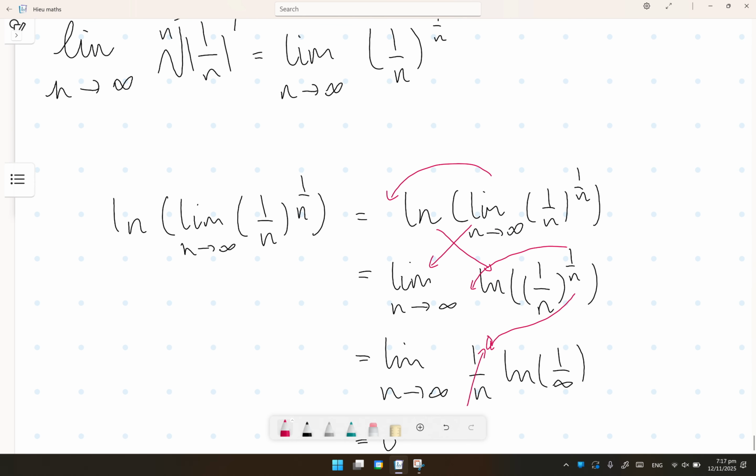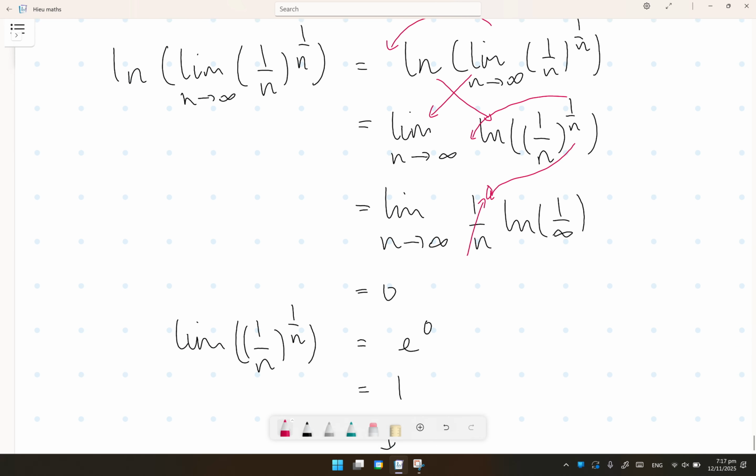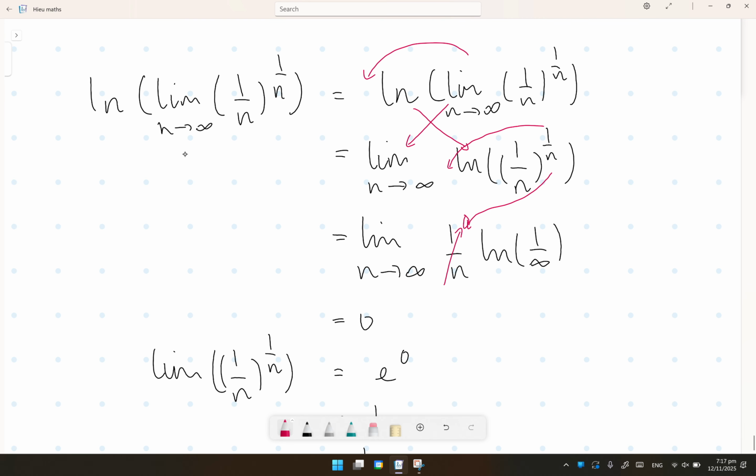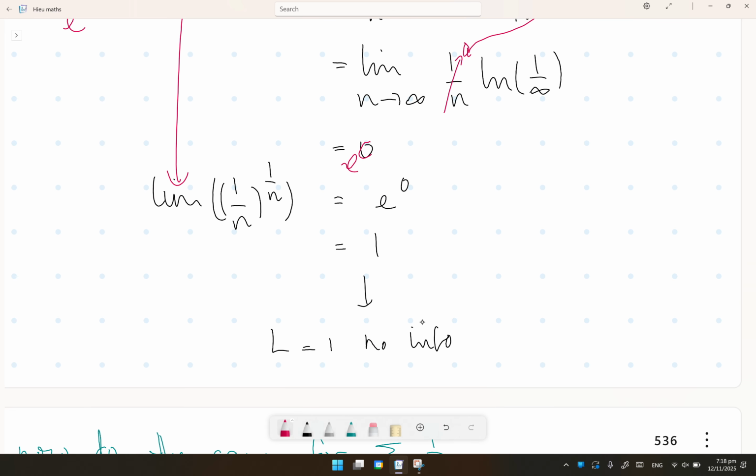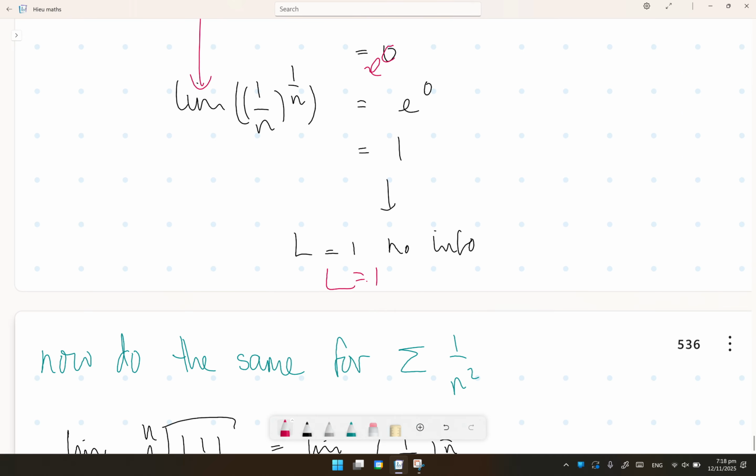And therefore, remember that on the left side, we still have the limit of this. Now we can take the limit out of the ln and then do e to the power of the whole expression to remove the ln on the left side. And then we have 0 here, so we do e to the 0, and that's 1. So the limit of this whole thing is 1. L equals 1, and that's no info, right?